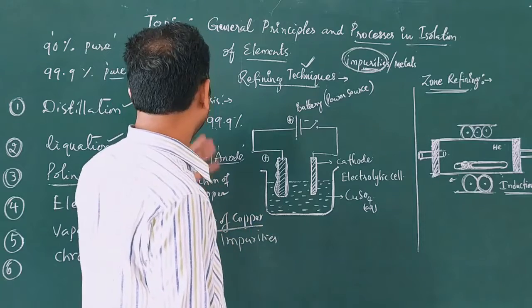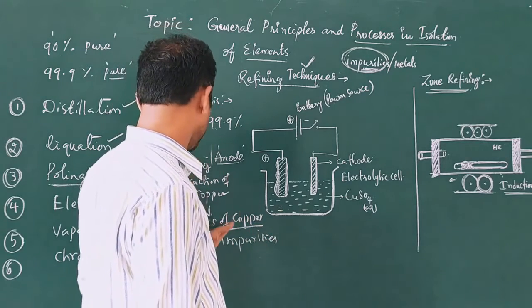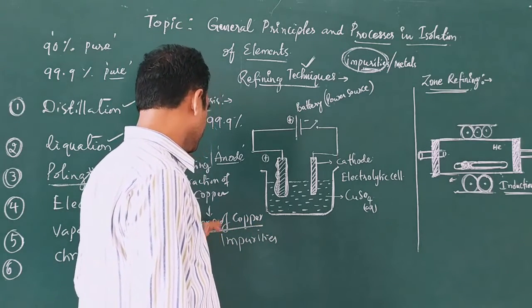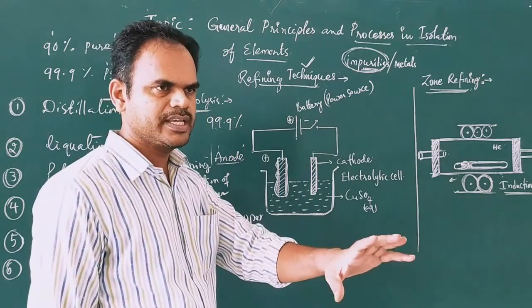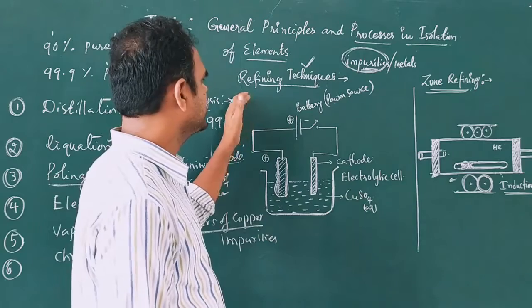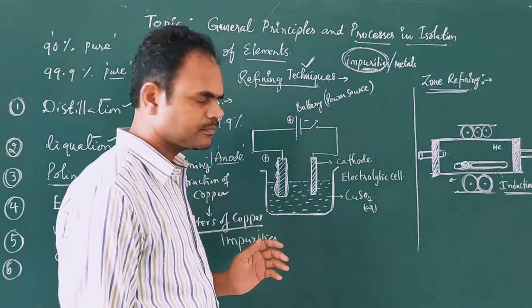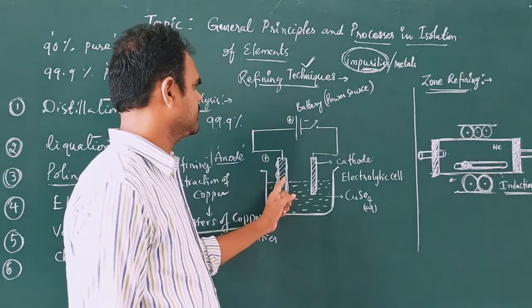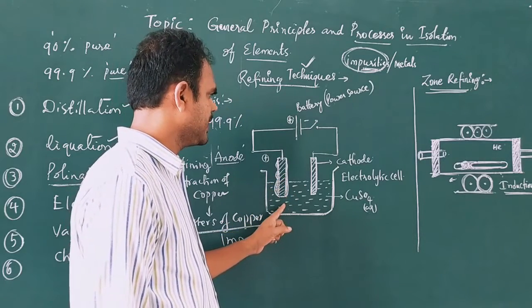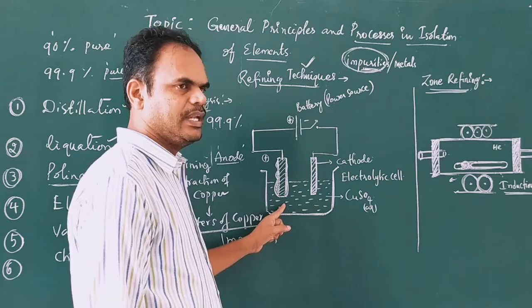By using the electrolytic refining technique, the blisters of copper can be converted to pure copper. What is the electrolytic refining process? In this diagram you can see the electrolytic cell. We have to construct an electrolytic cell.